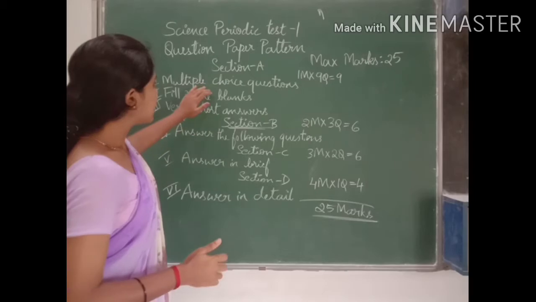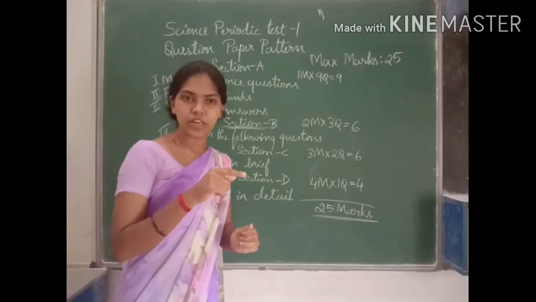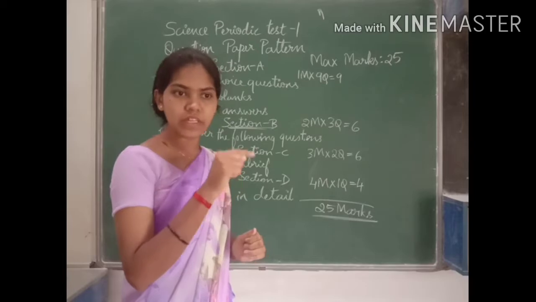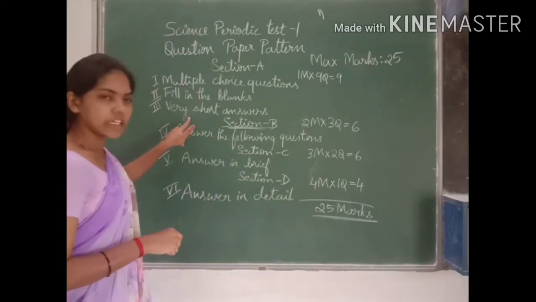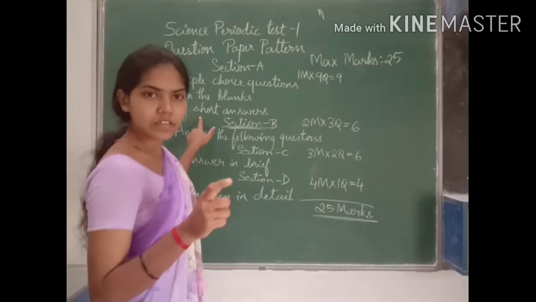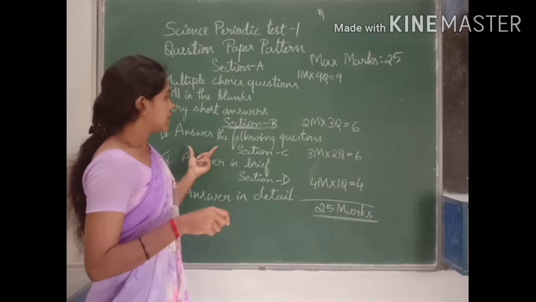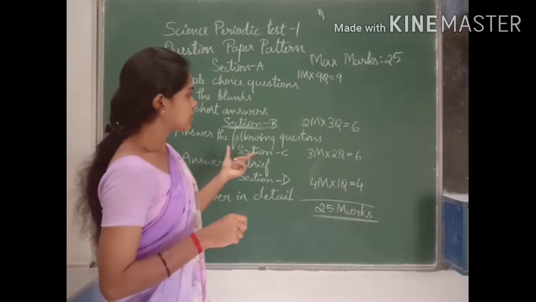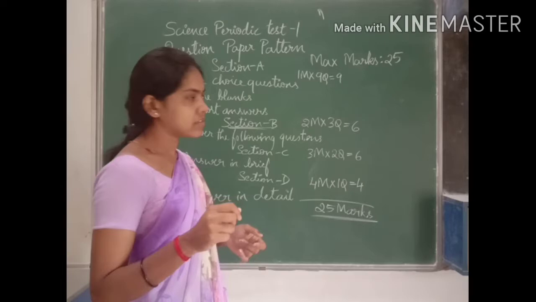When you answer the multiple choice questions, write the question number, write the correct answer with the proper option. Then fill in the blanks and very short answer. Very short answer means in section A you have to answer within 1 or 2 sentences. In section B, 2 mark questions will be there. You have to answer within 2 or 3 sentences.